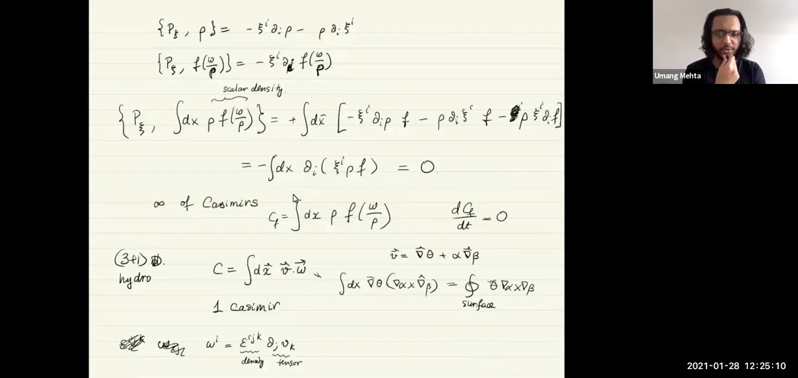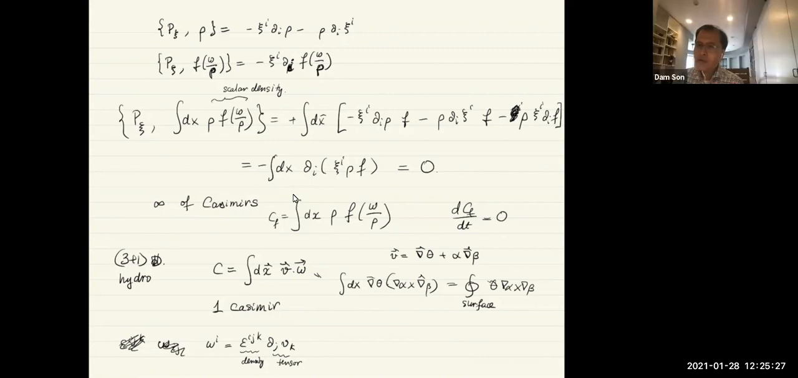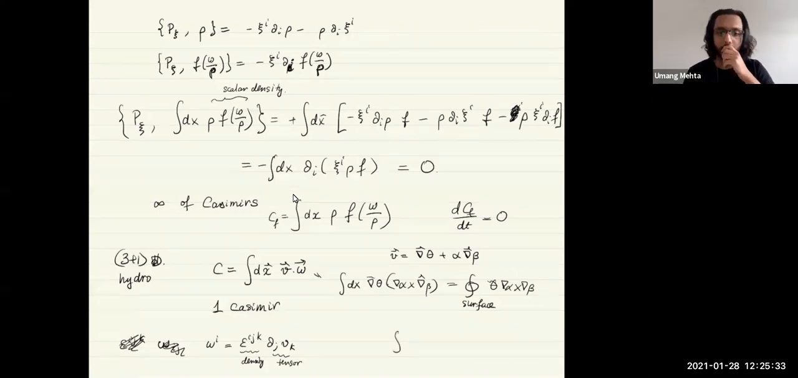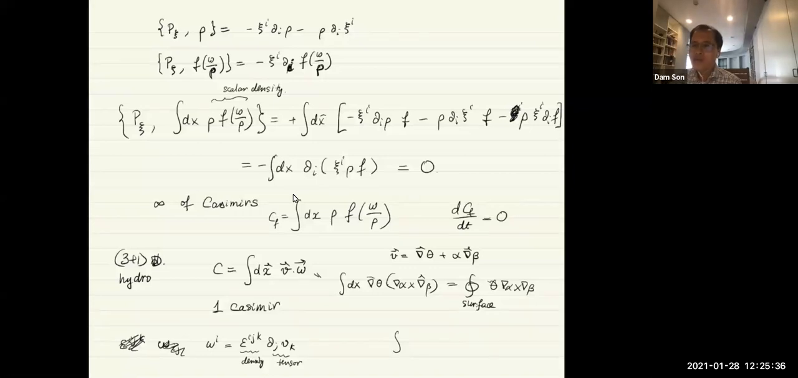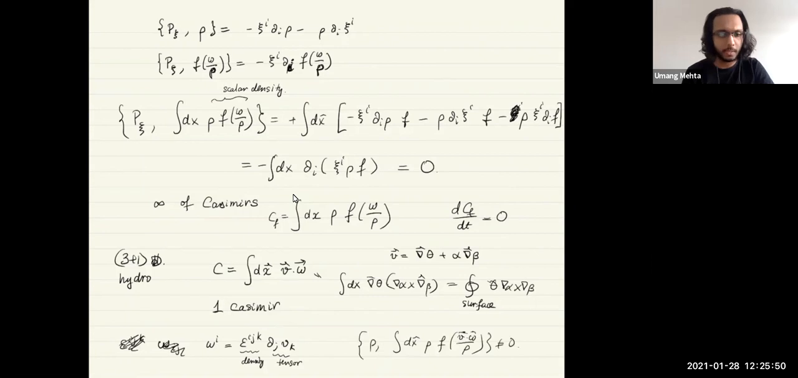But then can't we do something similar where we take v dot omega and divide it by rho and take any arbitrary function of that? What goes wrong with that in 3+1D in order to get, say, a Casimir? It will not commute with rho. I think it will not commute with rho because V and rho commute to non-zero things. I see. So the commutator of the integral of dx, rho f of (v dot omega over rho), with rho will not be zero. I see. Yeah. Thank you.